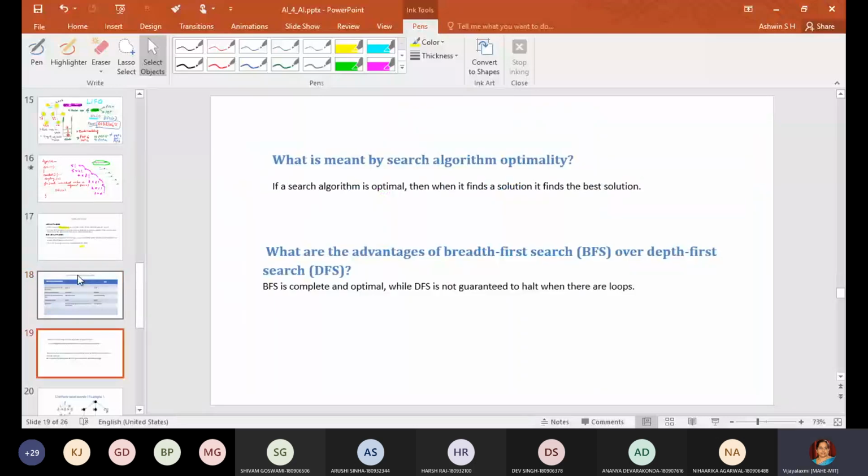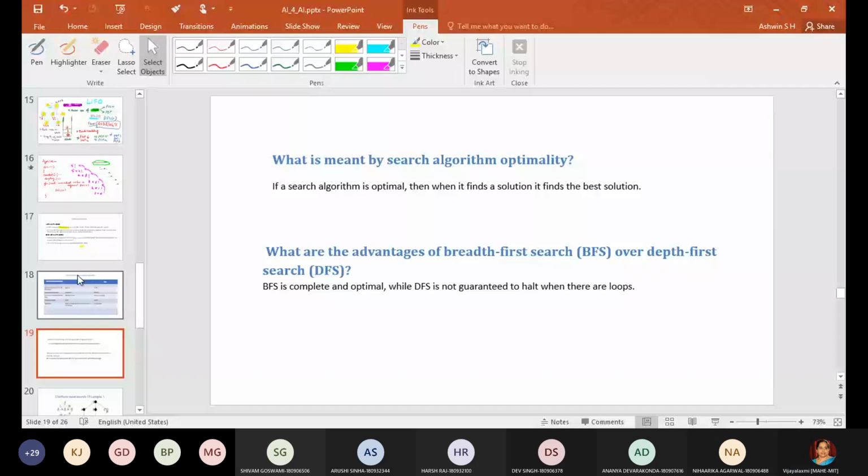Okay. So I have put 2 questions here. If you are sleeping, please get up and see these 2 questions, which we normally ask in AI. What is meant by search algorithm optimality? If a search algorithm is optimal, then when it finds a solution, it gives you the best solution. Then only we say the search algorithm is optimal. Any search algorithm you use, we say optimal when it gives the best solution compared to other techniques.